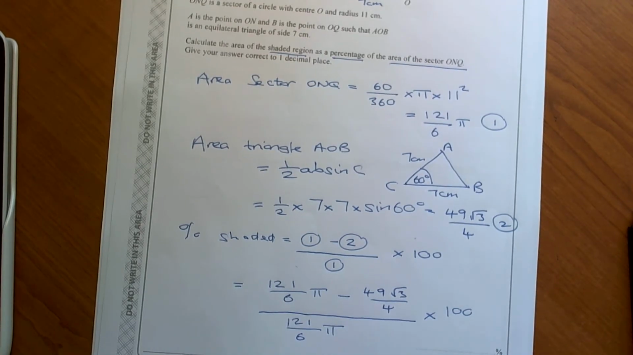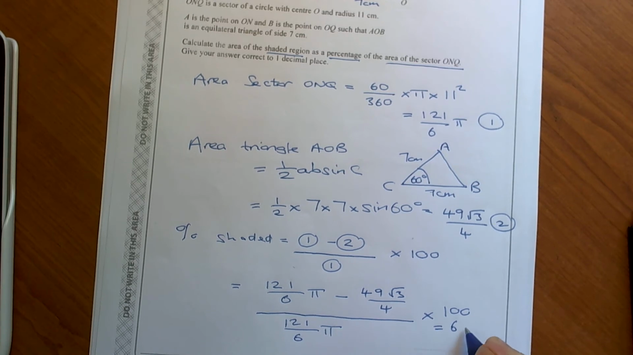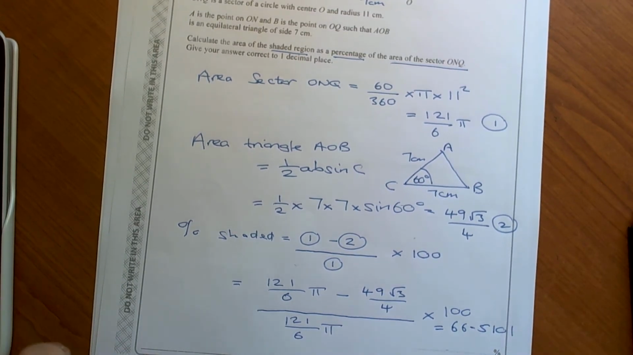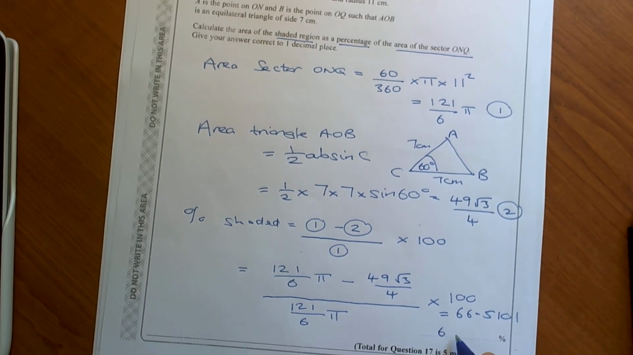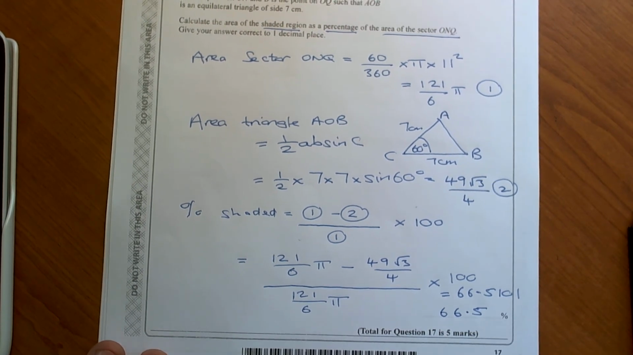And that comes out as 66.5101. So I want to get that to one decimal place, so my answer is going to be 66.5 to one decimal place.